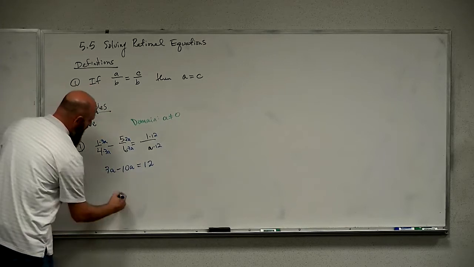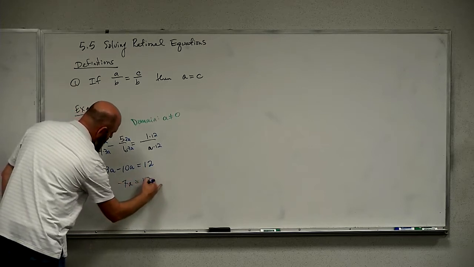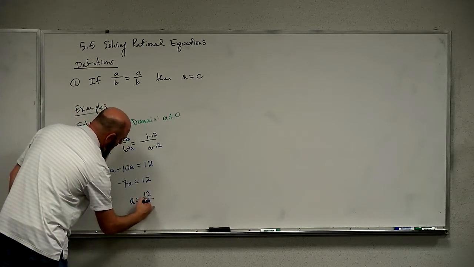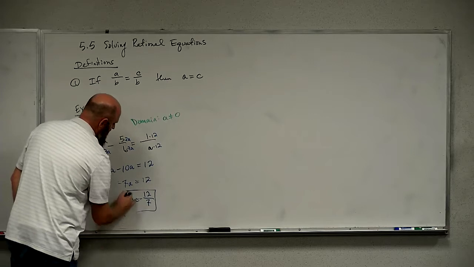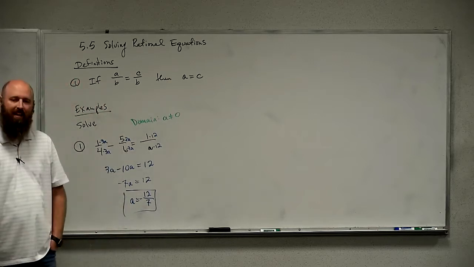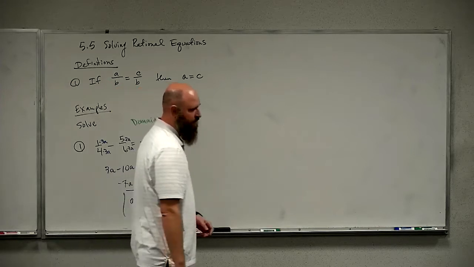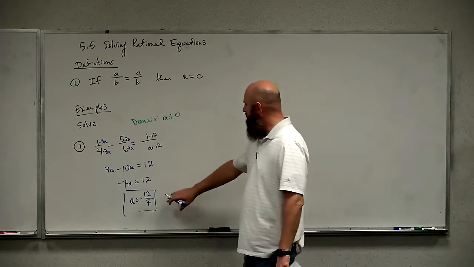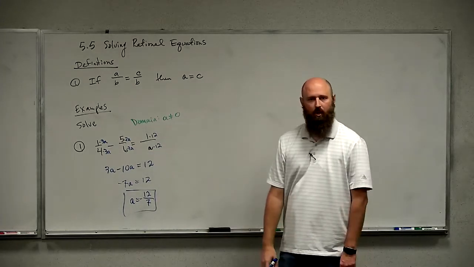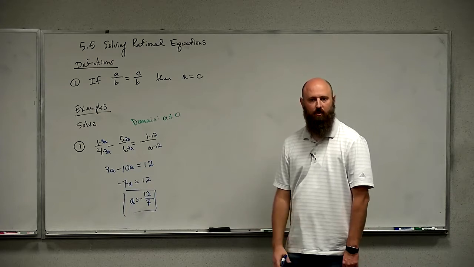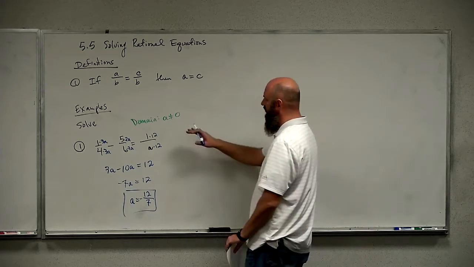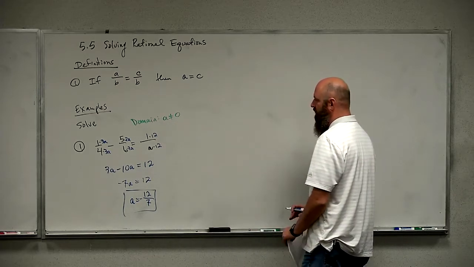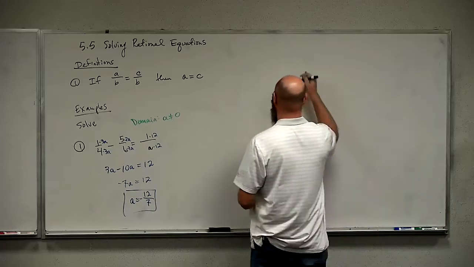Well, now let's combine like terms. So I get a negative 7A equals 12. And then divide by negative 7. So A equals negative 12 over 7. That does not reduce. So that is our solution. Okay. Now, again, if you would like, take this answer, plug it in, and see if it works. And if it does, then you know you've done it correctly. Okay. But you've either got to check it by plugging it in, or you've got to tell me my domain in order to receive full credit to know that that is a possible answer.